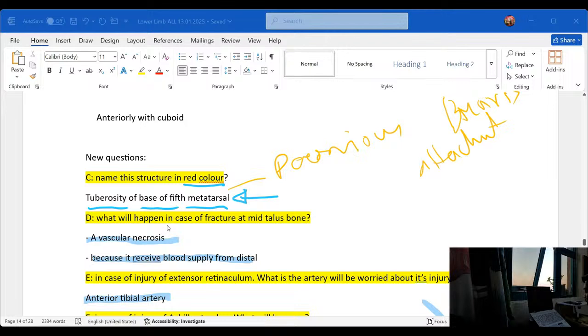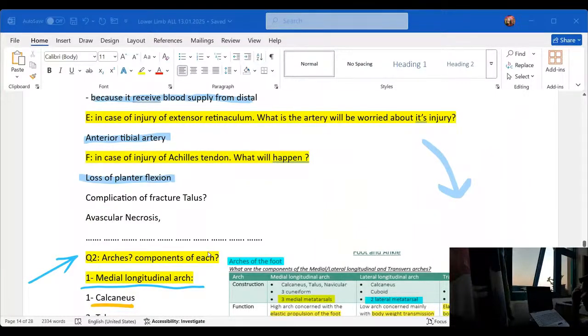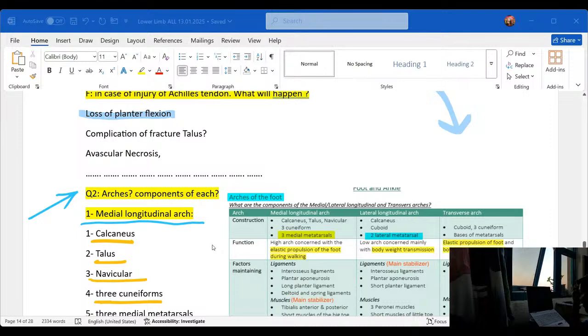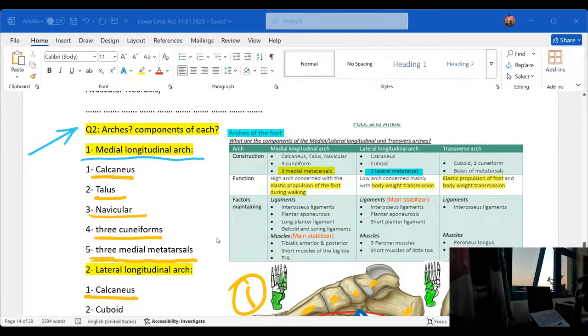What will happen in case of fracture at the mid talus bone? Avascular necrosis, because the head receives blood supply from the distal part. In case of injury to the extensor retinaculum, tibialis anterior is affected. Loss of plantar flexion: tendo Achilles. Complication: avascular necrosis. Medial longitudinal arch: calcaneum, talus, navicular, medial three cuneiforms, and three metatarsals.